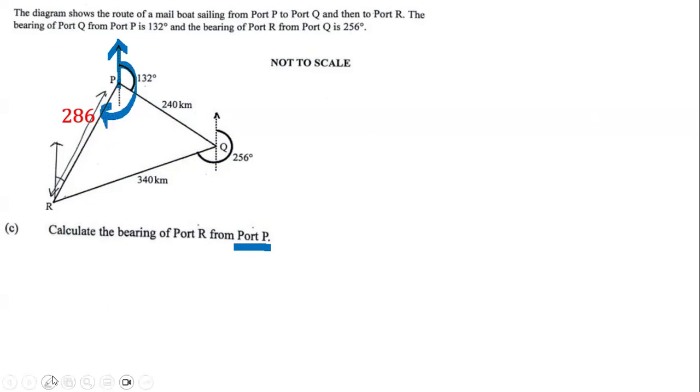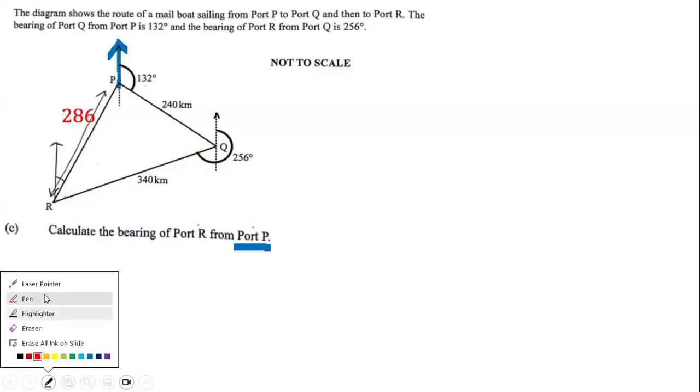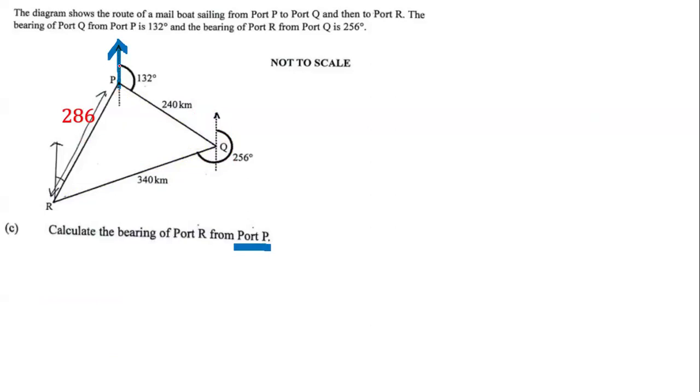Let me erase that and use a pen instead. So we want this particular angle, all of this. Now, what do we know so far? We know that this is 132, so we know that part, from here to here. We just have to figure out the size from here all the way to here.